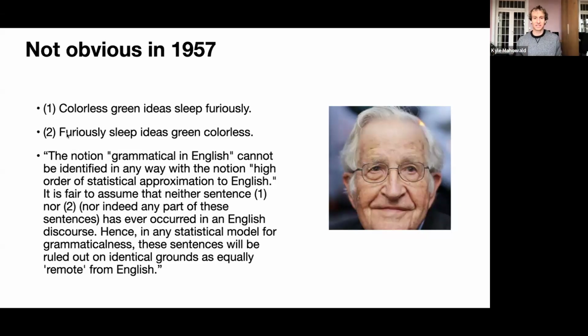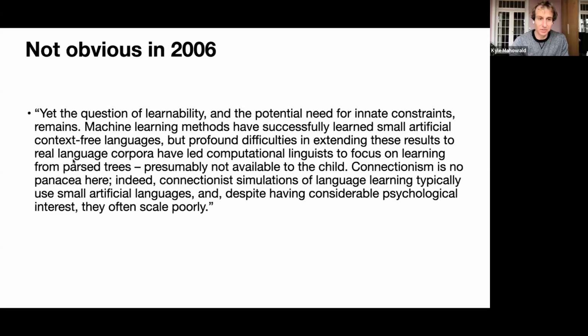But this really wasn't obvious that this could happen kind of at scale until really quite recently. And so here's from 2006, right? The question of learnability and the potential need for innate constraints remains. Machine learning methods have successfully learned small artificial context-free languages, but profound difficulties in extending these results to real language corpora have led computational linguists to focus on learning from parsed trees, presumably not available to the child. Connectionism is no panacea here. Indeed, connectionist simulations of language learning typically use small artificial languages, and despite having considerable psychological interest, they often scale poorly.